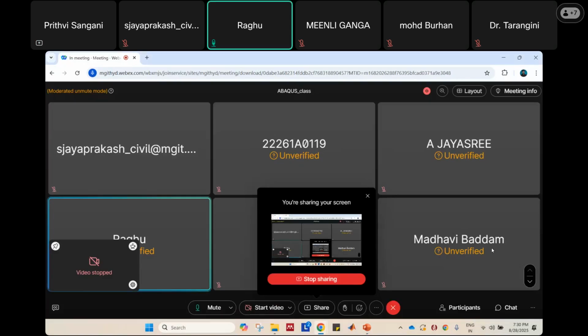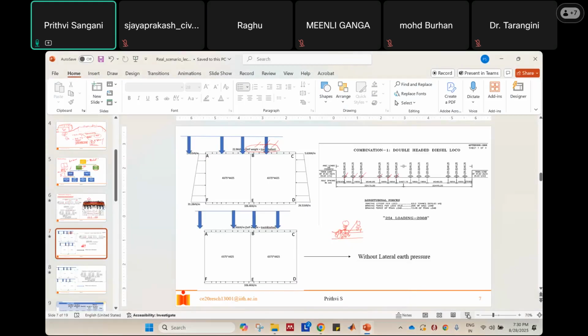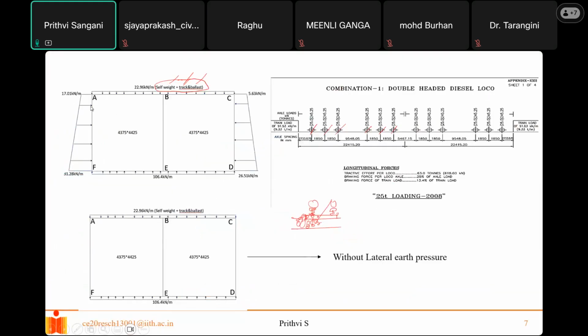Soil also exerts some pressure on the walls. Yes, that is called lateral earth pressure. So if you see here, we have considered the lateral earth pressure as well. You can see this is my lateral earth pressure.